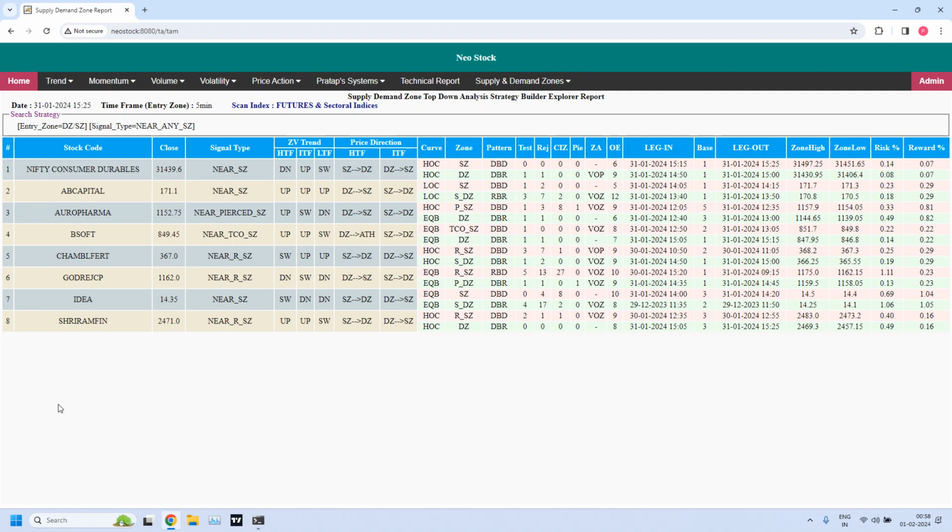So this is about the filtered list for all the stocks near demand zones and supply zones for all the time frames starting from yearly until 5 minutes.